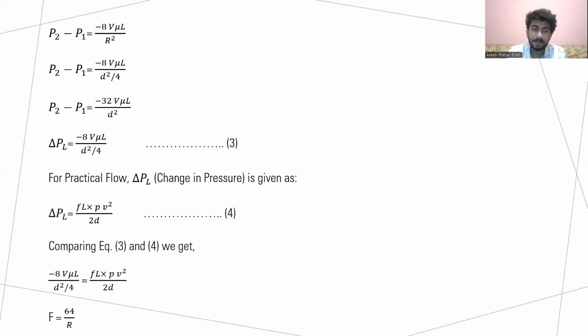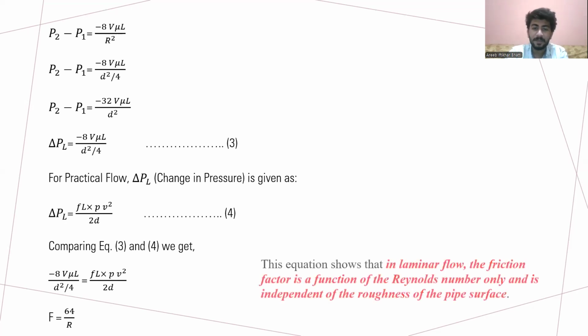And if we compare equation 3 and equation 4, then we get friction factor equal to 64 over Reynolds number. And you see, Reynolds number is a dimensionless number, and it is used to find whether the flow is laminar or turbulent. Through this equation, we get that in laminar flow, the friction factor is a function of Reynolds number only, and it is independent of the roughness of the pipe surface.